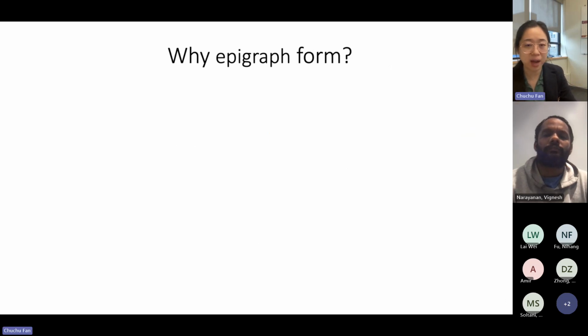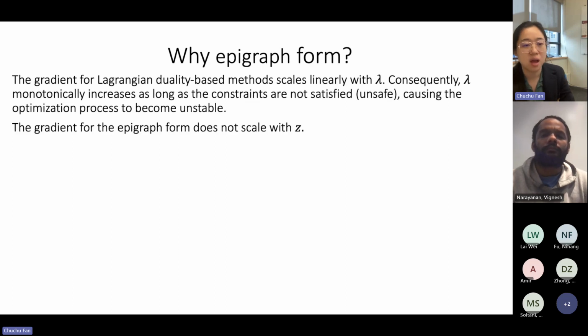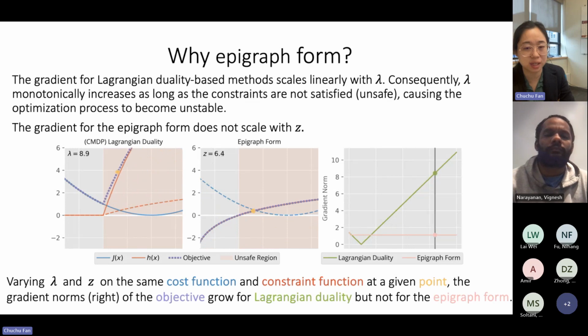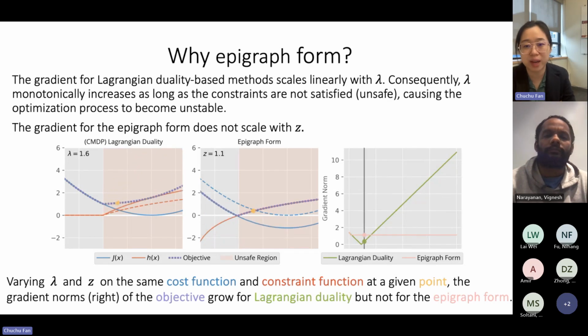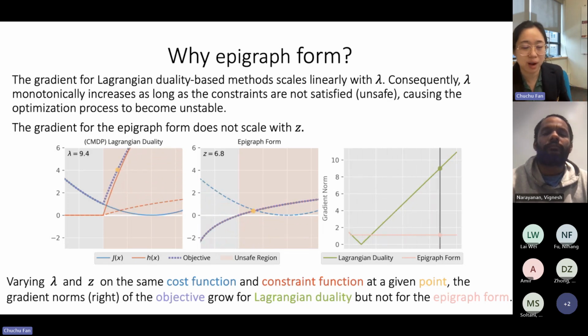So I want to briefly talk about why we want to take the epigraph form. The fundamental reason that Lagrangian duality is not working is because the gradient of the Lagrangian duality-based method will scale linearly with lambda, where lambda is the Lagrange multiplier that we are taking. As a consequence, lambda will monotonically increase as long as the constraints are not satisfied, meaning the system is exploring unsafe regions, and this will cause the optimization process to blow up. While the gradient for the epigraph form will not scale with z, which means even if we are exploring unsafe regions, z will not blow up, and this entire optimization process will be relatively stable.